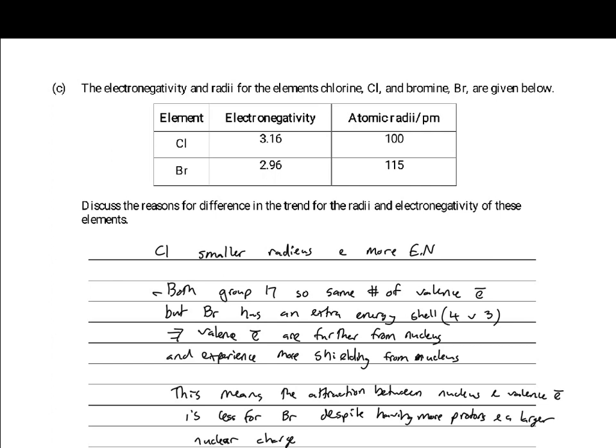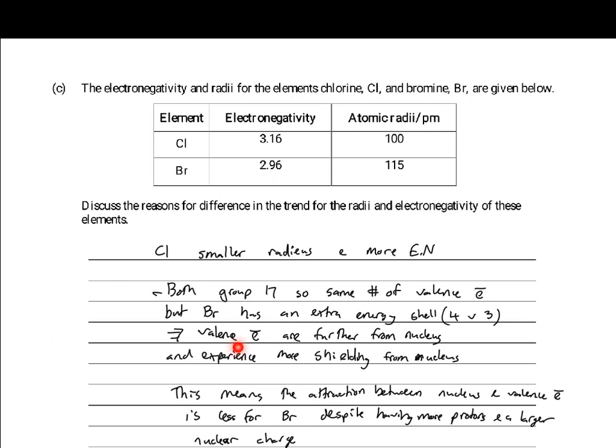So jumping on to the next one, you're given the electronegativity and radii for chlorine and bromine, and you have to talk about the differences. So you can see from the numbers that chlorine has a smaller radius, it's a small number, but its electronegativity is higher. So first thing is talking about the differences between the atoms. So both are in group 17, which means they have the same number of valence electrons, but the difference is bromine is in group 17, period 4, sorry, so it's got 4 energy shells, whereas chlorine only has 3.